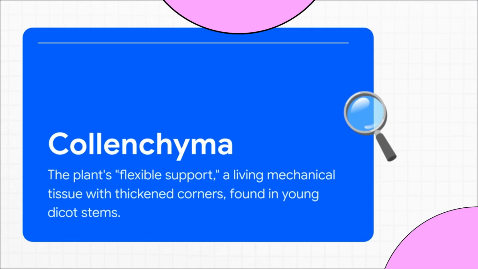Next up, for support that can bend, plants use collenchyma. These are living cells that have these specially thickened corners. It gives them strength, but it also allows for flexibility. And this is absolutely crucial for young stems and leaves that have to be able to sway and bend in the wind without snapping right off. You'll find it just under the skin of young dicot stems.